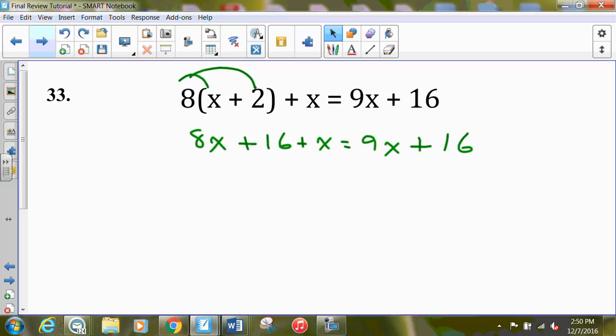So what kind of like terms do we have? Well, I see an 8x here and an x here. It's like I see 8 cookies and another cookie. Put them together. We've got 9 cookies.